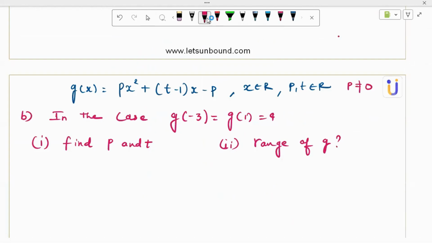Another function g of x, it is also quadratic: p x squared plus (t minus 1) x minus p, x belongs to R. p and t are also real numbers, but p is not equal to 0. This plays an important role. And in this case, g of minus 3 equals g of 1 equals g of 4. So find p and t, and the range of g.